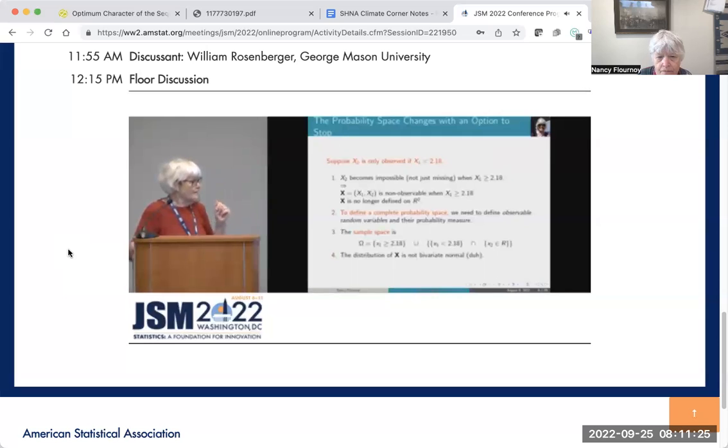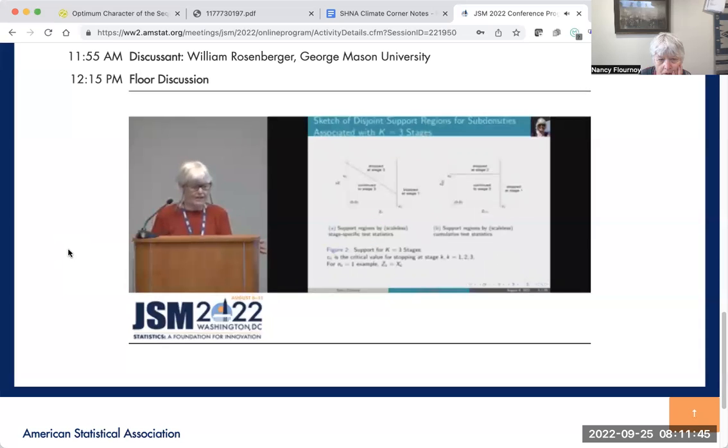That is, you have X1 if you're over the cutoff value, and if you're under the cutoff value, you have X1 with that restriction and X2. So all of that just by itself tells you that the two together, when you're finished, are not bivariate normal. And this is a little sketch of the support region.